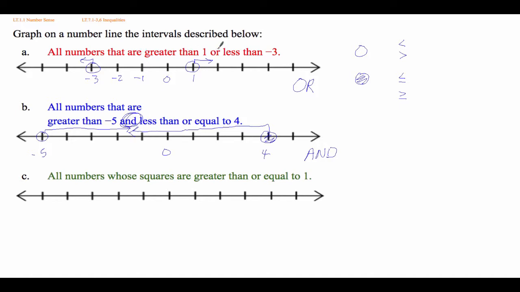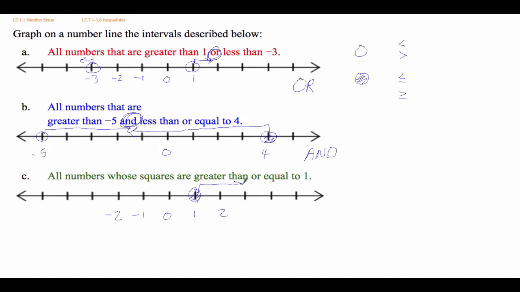The last question is a little bit more challenging. It says all numbers whose squares are greater than or equal to 1. So we'll draw 0 and 1 on here. Since it's got to be greater than or equal to 1, we'll circle the 1. And we'll color it in because it's or equal to, and everything to the right.